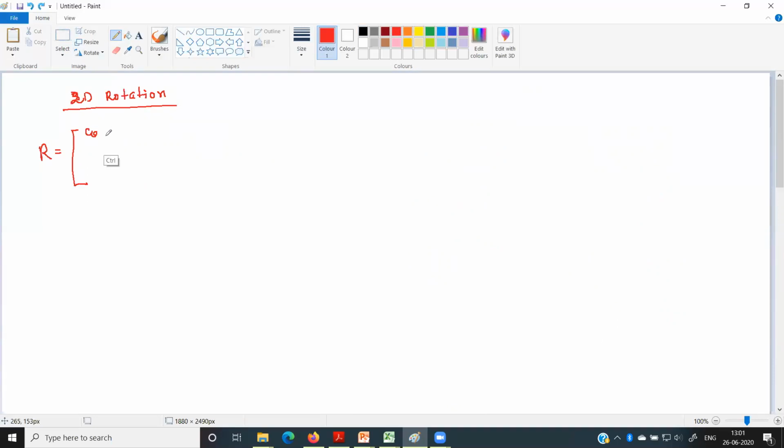cos theta, minus sin theta, then 0. Then next one is sin theta, cos theta, 0 and then 0 0 1. Okay. So this is the rotation matrix for the 2-dimensional plane, where we want to rotate the point P(x, y) with respect to the origin. So we are rotating this point P with respect to the origin.